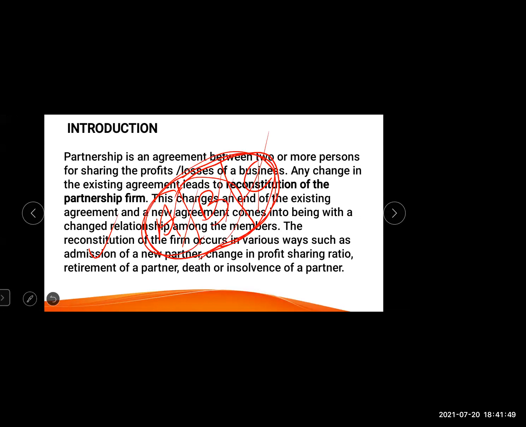Now B is telling that I don't want to continue with you. Earlier, what did they do? They said whatever we have among the three, we will share equally. Now B told I don't want to continue with it. I want to stay in the company but I don't want to work. Okay? So now will A and C agree? They will agree.